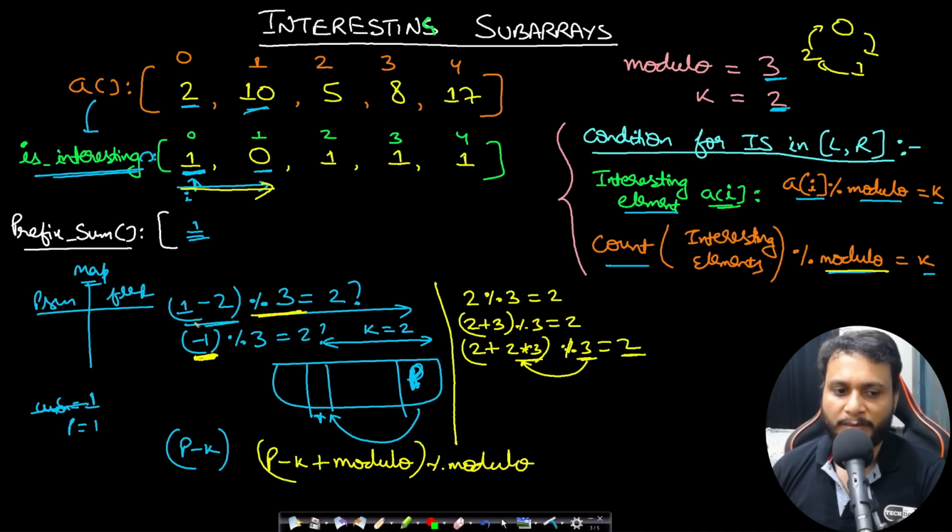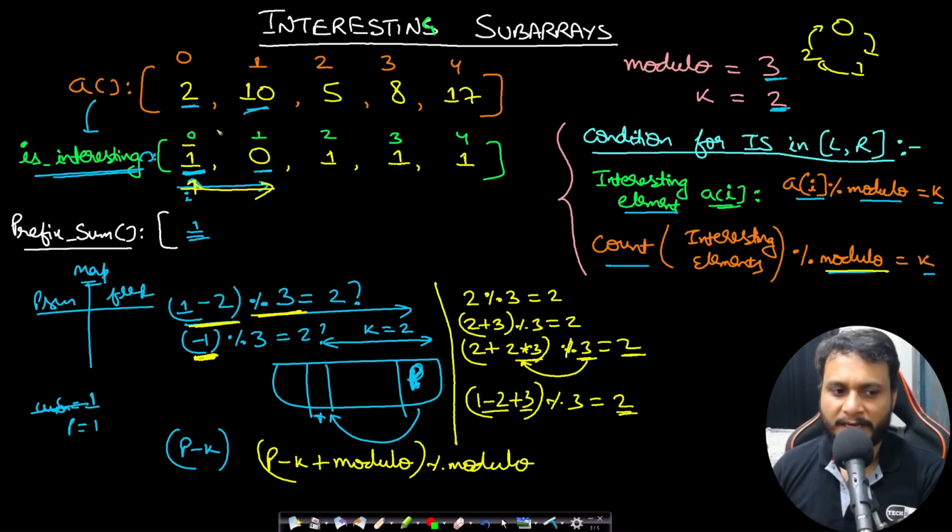So when I am calculating for 1 minus 2, I will be exactly calculating (1 minus 2 plus 3) mod 3. And what is this? 1 minus 2 is minus 1, plus 3 is 2. 2 mod 3 is 2. So have we seen a 2 on the left-hand side? Well, we have not seen anything, right? We have not seen anything. So that means there will be no interesting subarray ending at index 0.